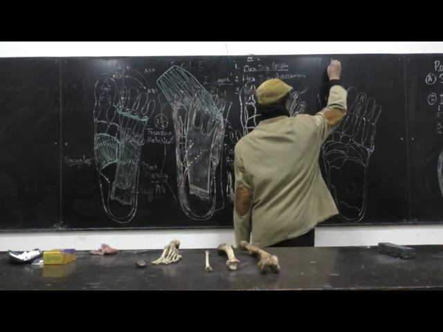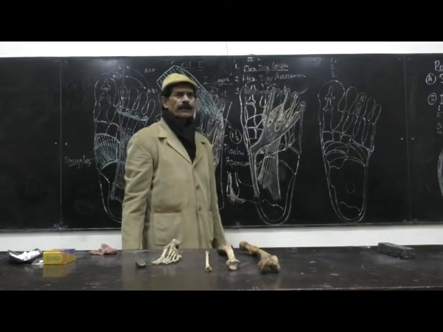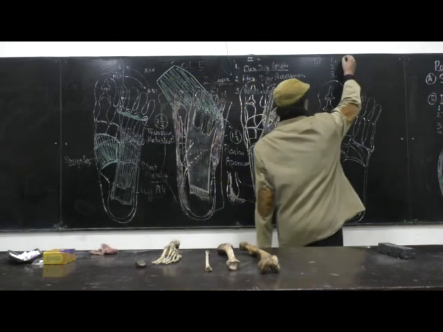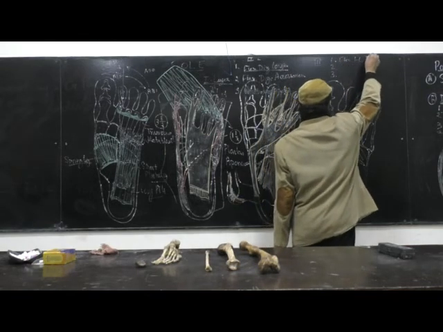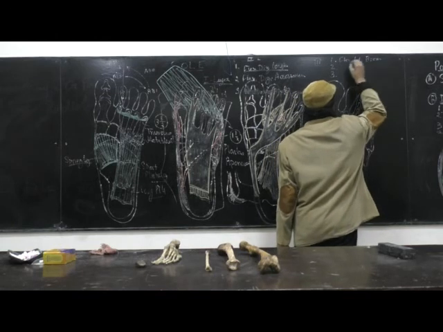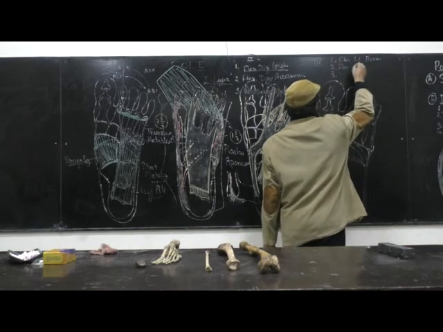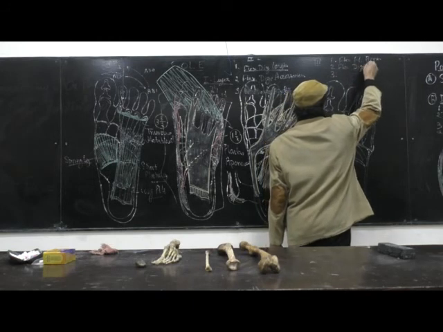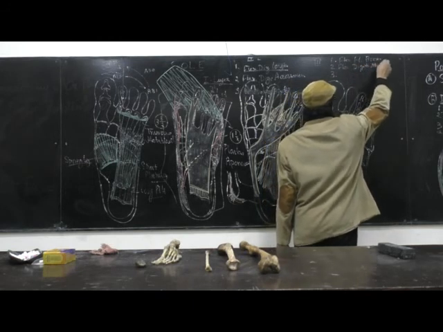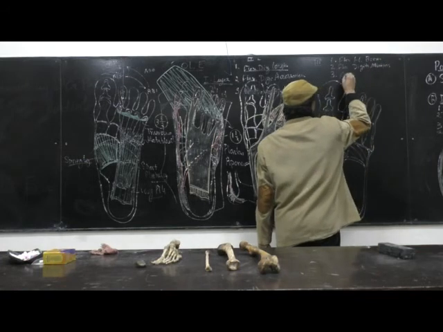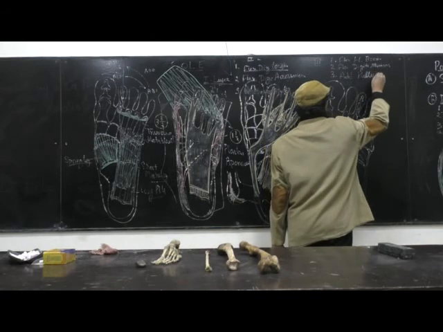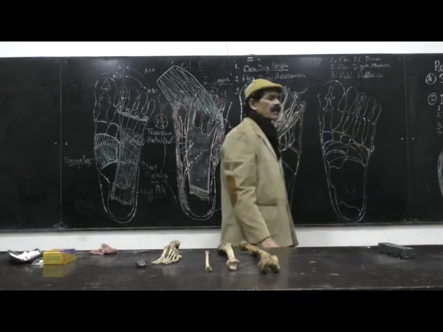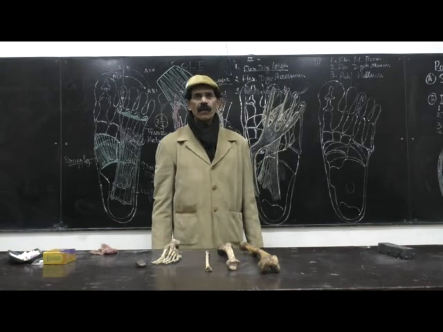There are also three. You have to remember the names of the three muscles of the third layer. Name they are: Flexor Hallucis brevis, then Flexor digiti minimi, then Adductor Hallucis. So these are the three muscles of the third layer of the sole of the foot.